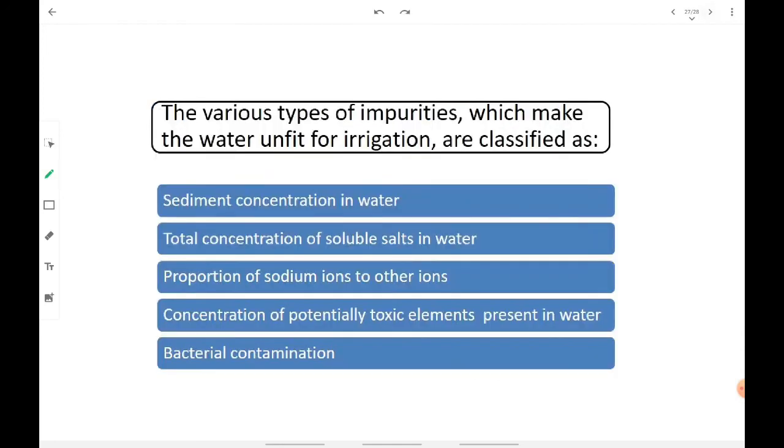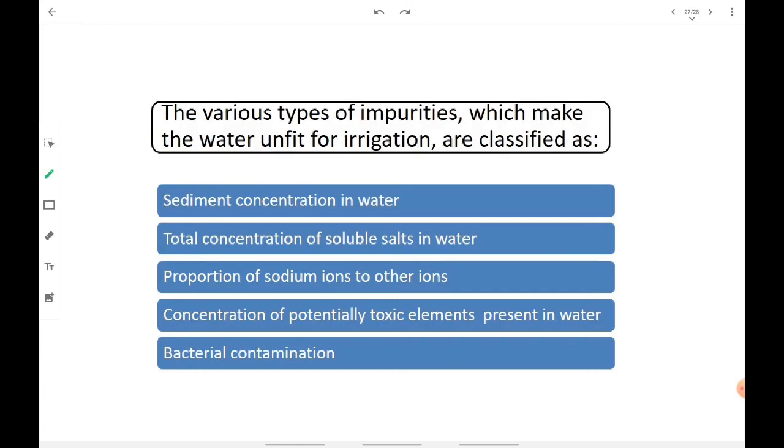Okay, the various types of impurities which make the water unfit for irrigation. What should irrigation water not contain? Irrigation water should not contain any sediment concentration. Then any soluble salt should not be present, because when you are observing that soluble salts are present in the irrigation water, then after some years when you are continuously applying such water for farming in a land, then the crust of salt will form on the farmland, and thus it is going to render the whole farmland barren.